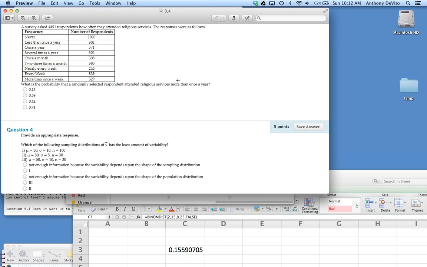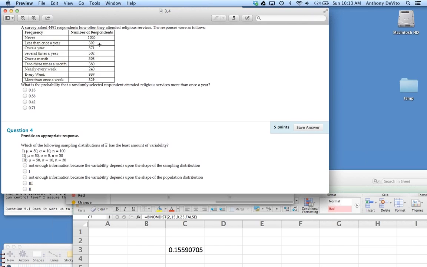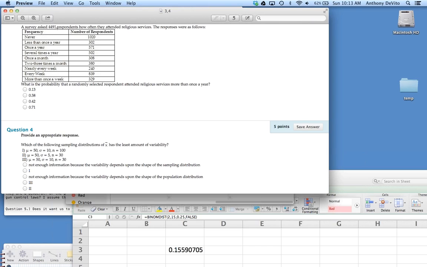conditional probability. All I saw was mentions of what's the probability that they would attend one or more. Okay, so how many did they actually attend? They actually attend 4,491. The survey was 4,491. I presume if you add these all up, that'll add up to 4,491. So the probability that they would never attend, right, is going to be 1,020 over 4,491. So I'll leave it up to you to figure out what's the probability that they would attend more than once per year.